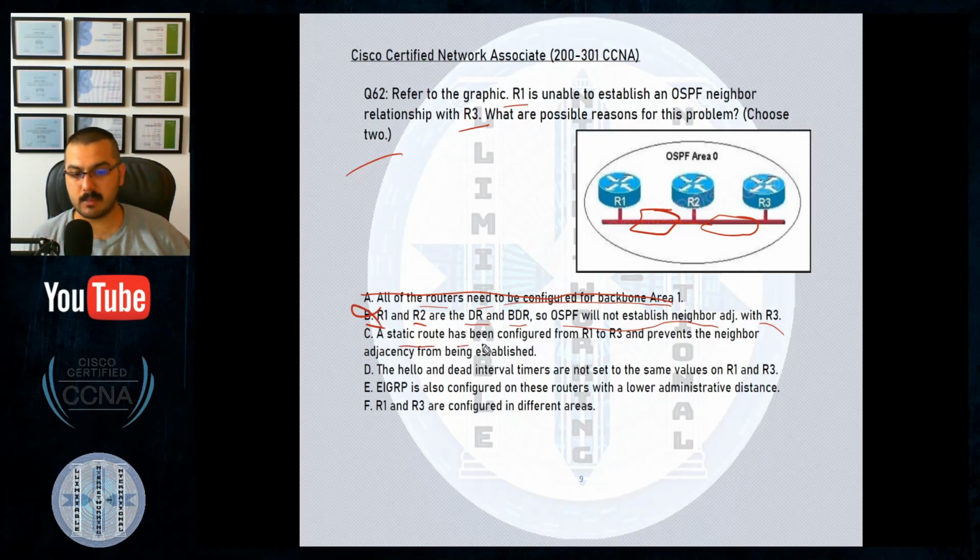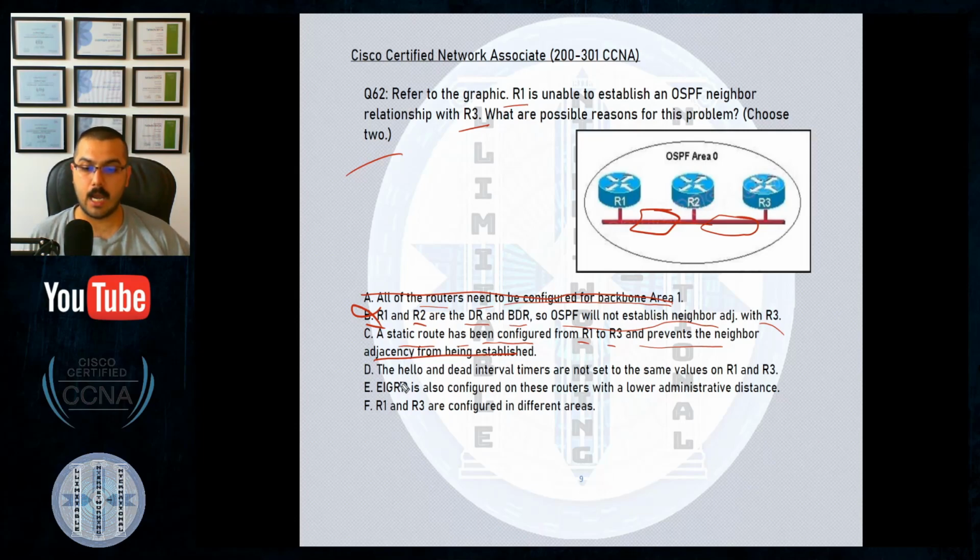A static route has been configured from R1 to R3 and prevents neighbor adjacency. If there was an OSPF config and a static route config, OSPF will do neighbor adjacency completely, no problem. But the OSPF route will not be installed in the routing table. Only the static route will be installed. So this will not affect neighbor adjacency. Be very careful.